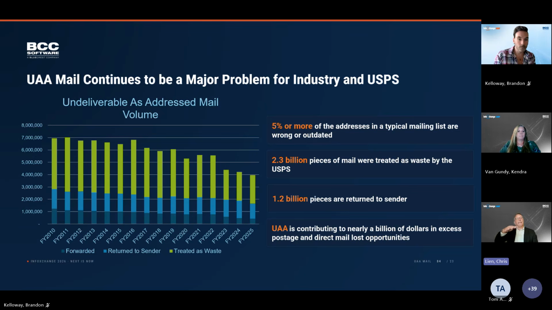And yes, you look at that and you say, well, it's going down because mail volume's going down. Actually, what's interesting with it, and look at the green bar, is the treated as waste. We saw a lot during COVID and coming out of that, where people were curtailing their lists and saying, you know what, I can't afford to mail junk anymore. I can't afford to mail to bad addresses.